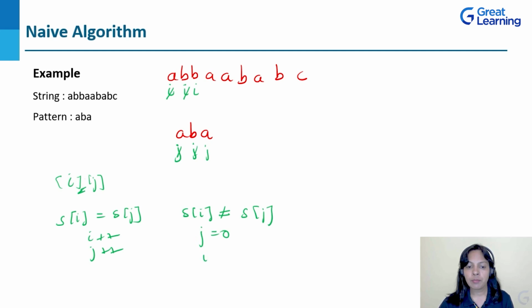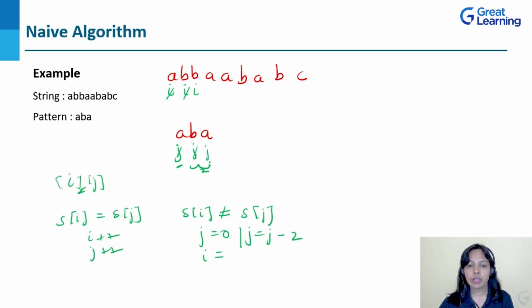And where will I come? Where will i be pointing now? I will be pointing to one less than where j is pointing. Meaning, suppose j will be pointing to 0 or to the first index, or j will be decremented by how many steps it has moved ahead. Like j was initially pointing here, right? And it has moved ahead two locations, one this and this, right? So j will be equal to j minus 2.